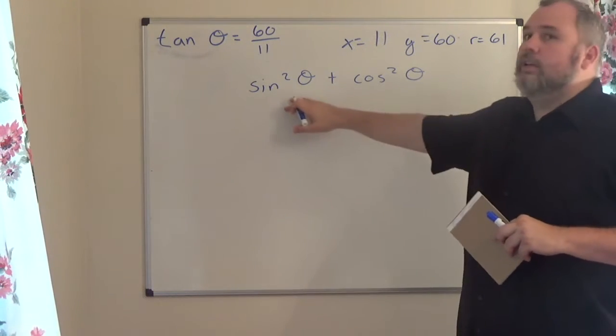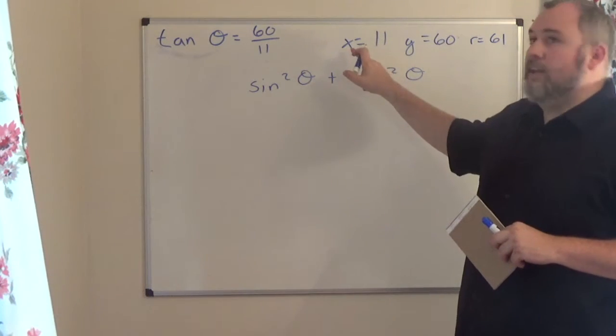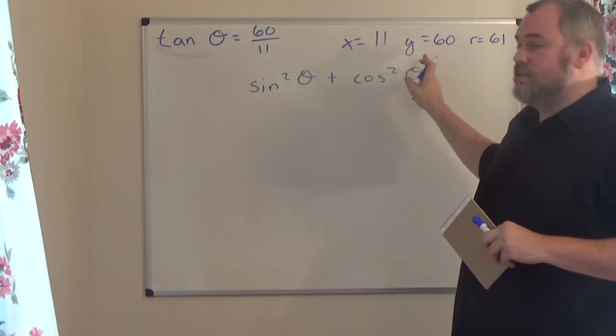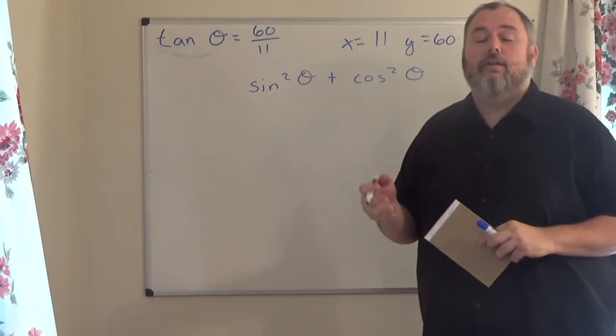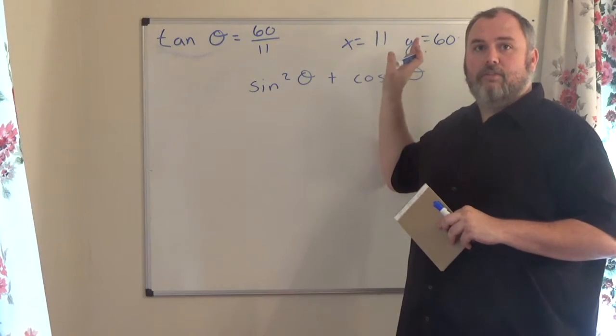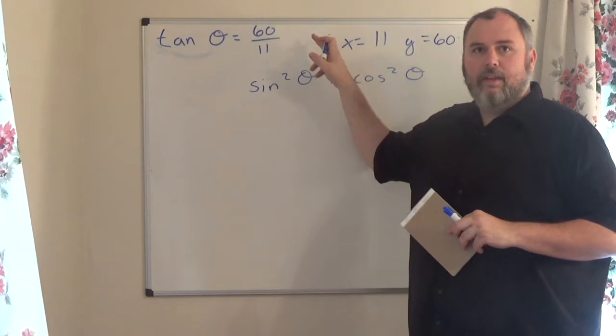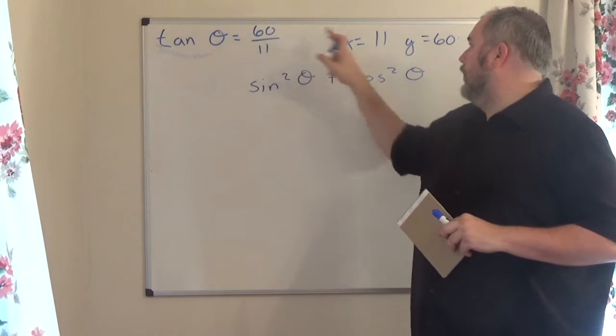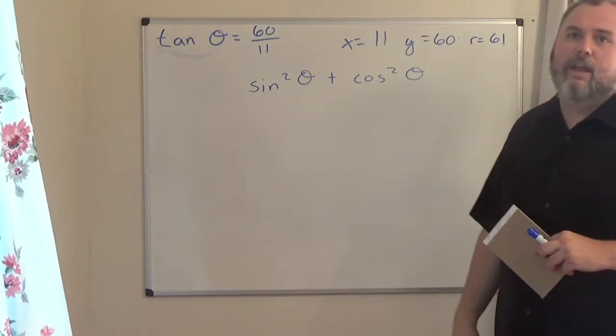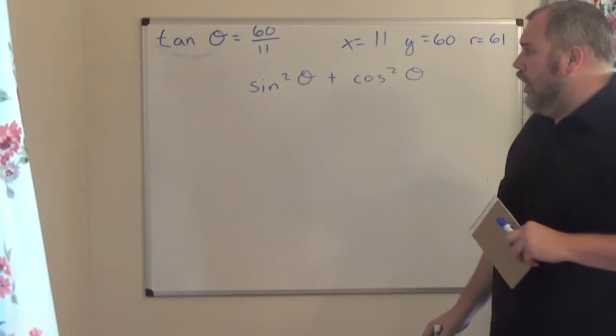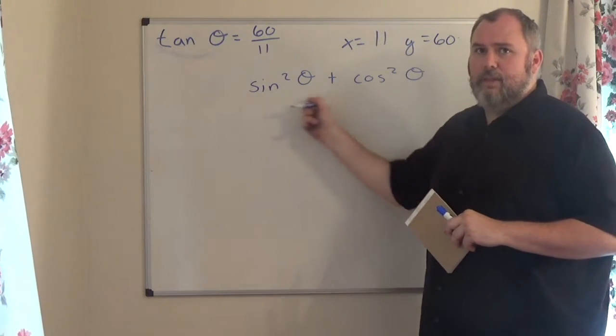Alright, so before you could even have done any of this, you needed to understand that x was 11, y was 60, and r is equal to 61. Basically, what tangent tells you is that x is 11 and 60 is y. Then you use the Pythagorean theorem to find r, and you get that. Alright, so what's happening in this part?